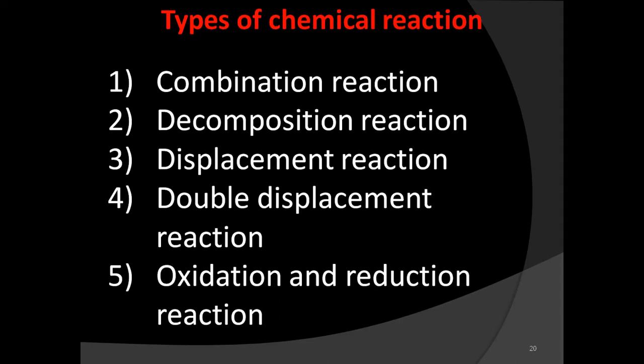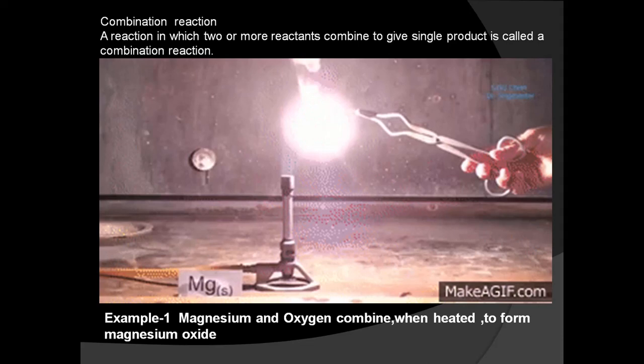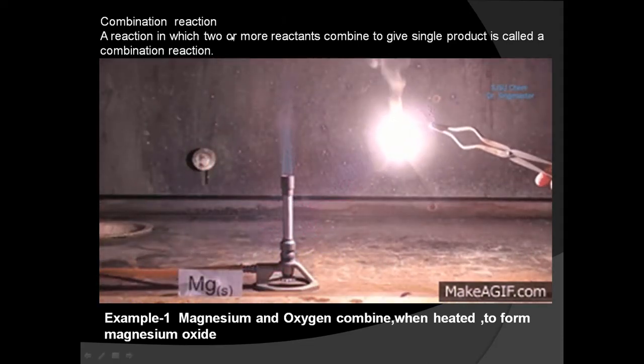These are the types of chemical reaction: combination reaction, decomposition reaction, displacement reaction, double displacement reaction, oxidation and reduction reaction. So let us learn one by one in detail. First one is combination reaction.